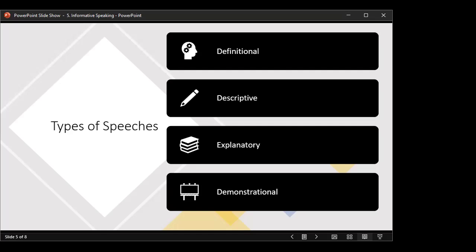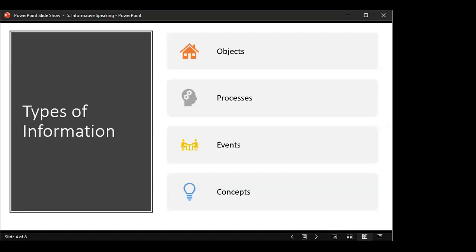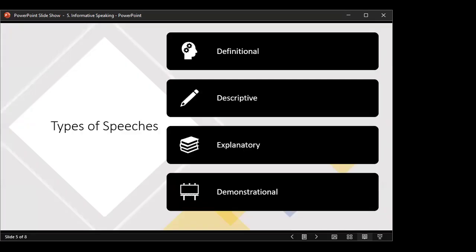So just a quick example here: if we are doing a definitional speech and we want to talk about a concept, I could talk about the concept of justice, right? And then redefine justice and how we should approach justice, right?